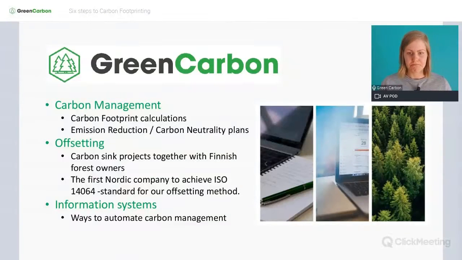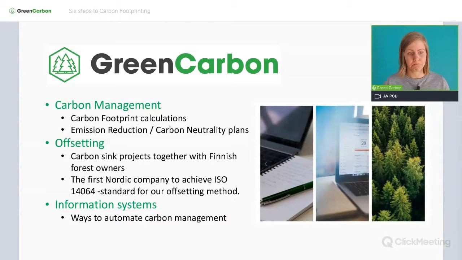So let's start with Green Carbon. We are a Finnish company, first of all. Most of our staff work in Jyväskylä, which is a city in central Finland. And we have 3 kinds of services. First, there is carbon management. So we do the carbon footprint calculations, and based on these results, we make emission reduction or carbon neutrality plans for corporate clients.